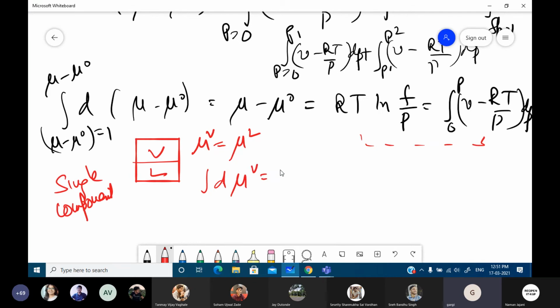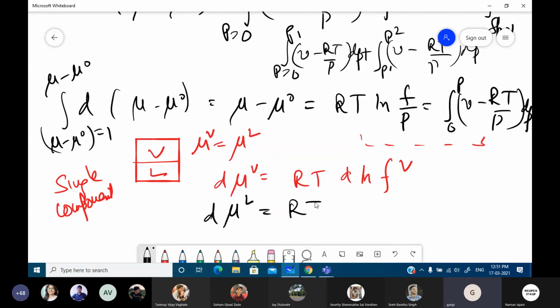Now for mu V, how to find it out? d mu V equals RT d ln fV, isn't it? I'll first remove this particular part. This is the equation that I have. Fine. Same way I have d mu L equals RT d ln fL. Agreed. Now let me see, there is one thing, the moment I start integrating these, one thing you have to remember, the limits of integration on the left and right hand side have to be the same. This is one thing that you need to remember, right?